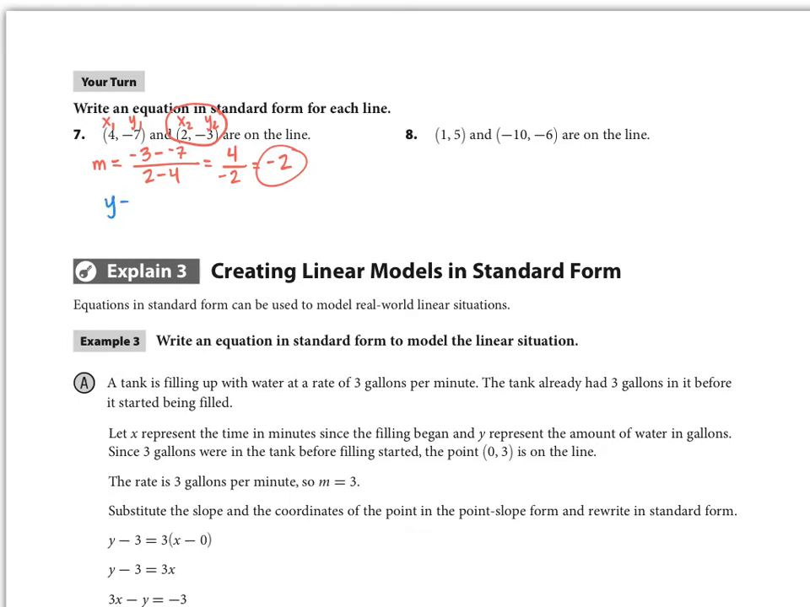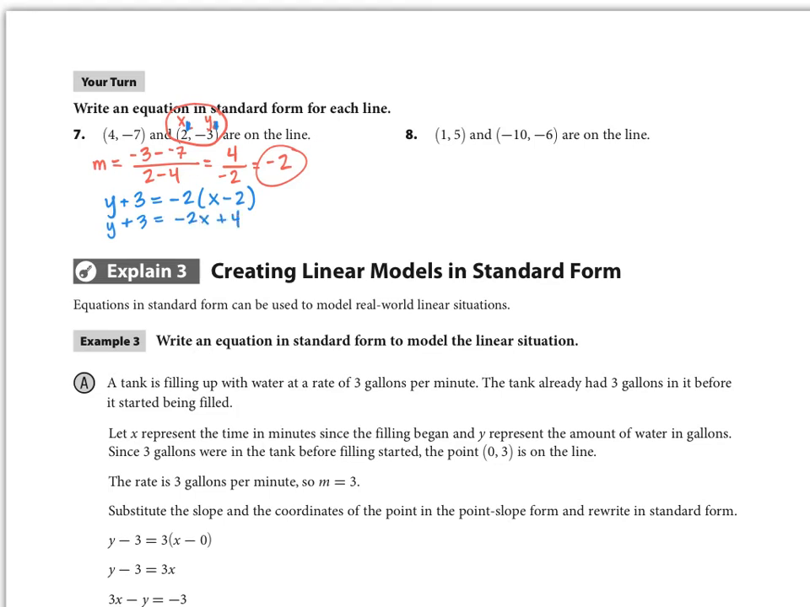So y minus y1, which means y plus 3, okay, because I did y minus negative 3, equals negative 2 times x minus x1, or x. Remember, I'm calling this x1 and y1 here, so I'm ignoring my other point. And then from here, I got y plus 3 equals negative 2x plus 4.